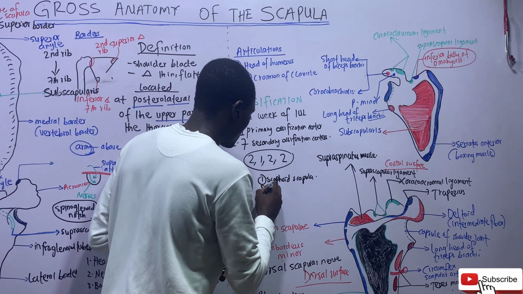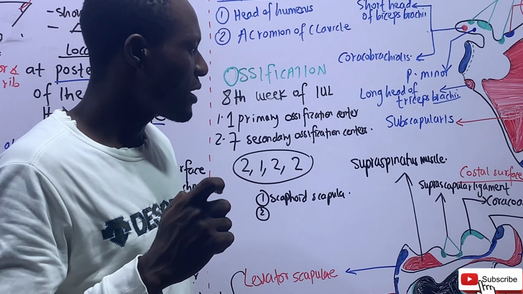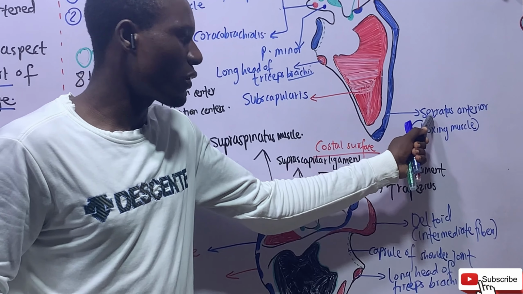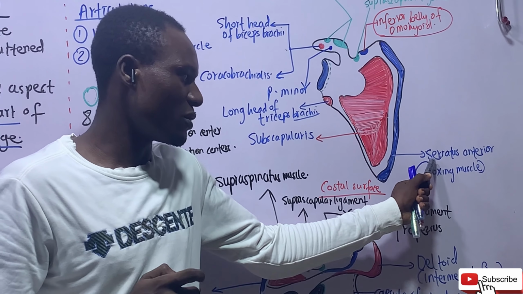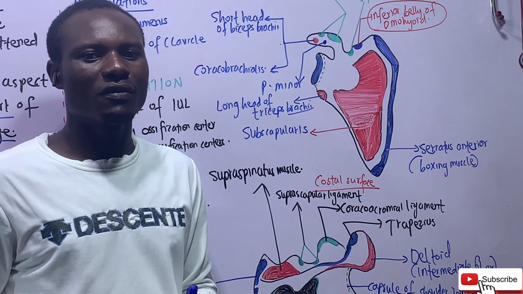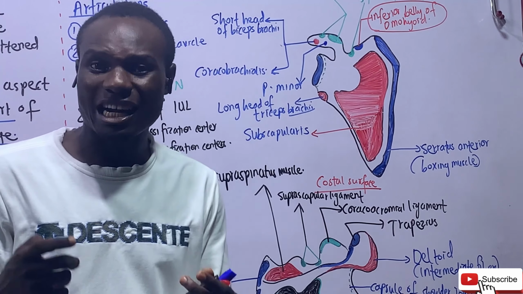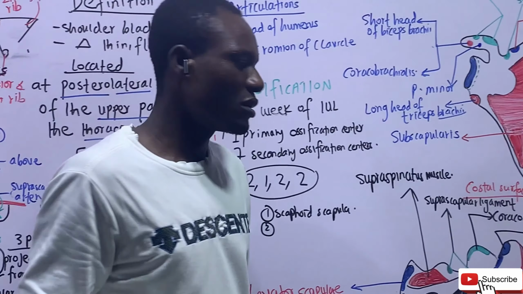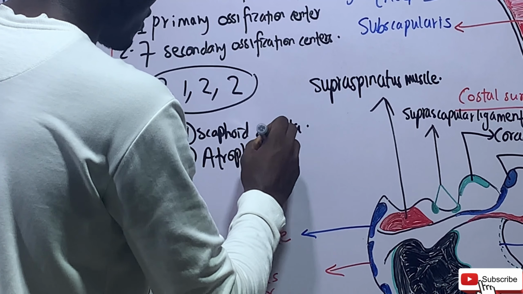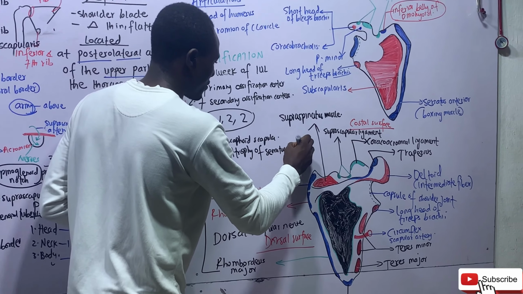Then number two, when there is injury to the long thoracic nerve, the long thoracic nerve is also called the nerve to serratus anterior, or the nerve of Bell. Injury to this nerve is going to affect the innervation of the serratus anterior. And what happens? There will be atrophy of the serratus anterior. That's number two.